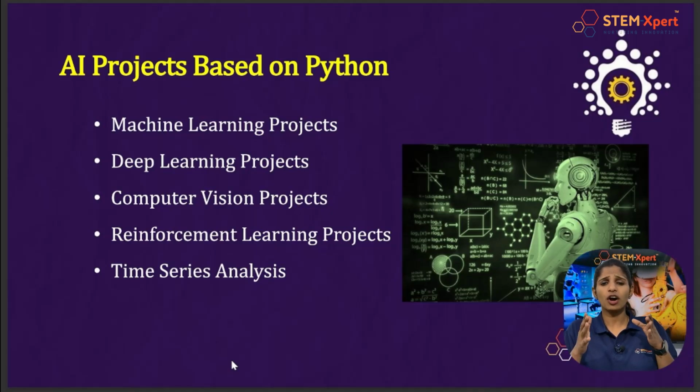Yes, and do you know something? There are a lot of AI projects which are completely based on Python, and here are some examples. First, there are machine learning projects like movie recommendation systems, deep learning projects like image classification, computer vision projects like image segmentation, reinforcement learning projects like game playing AI, and time series analysis like weather forecasting. So these are some of the AI projects which can be built using Python as a language.